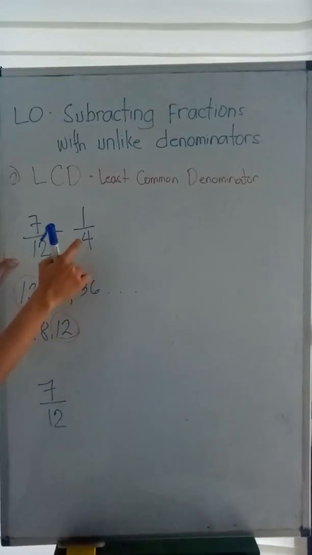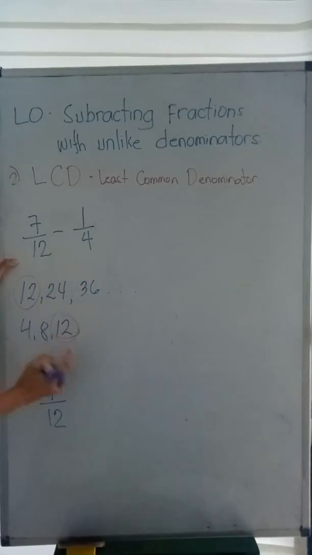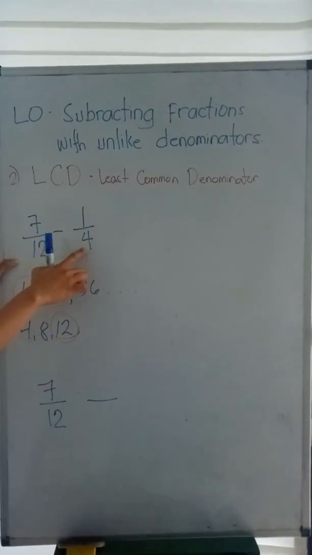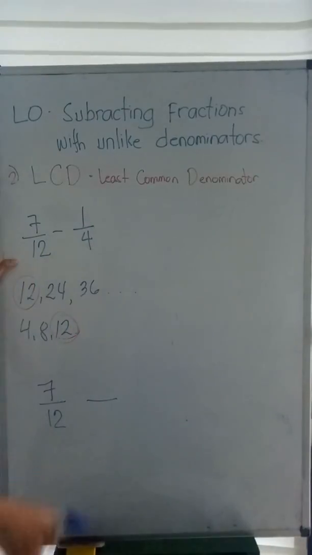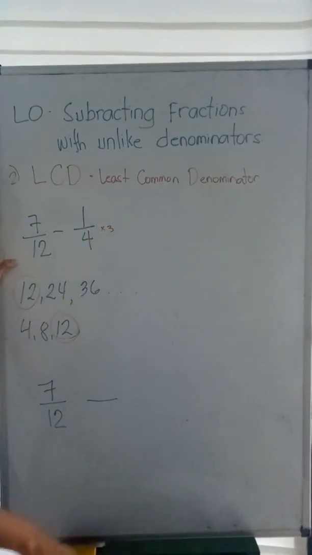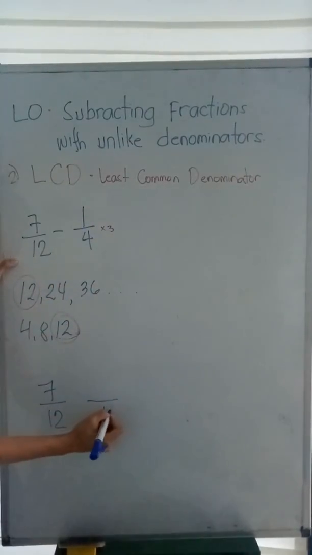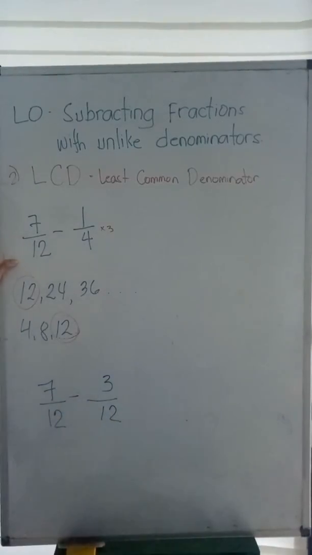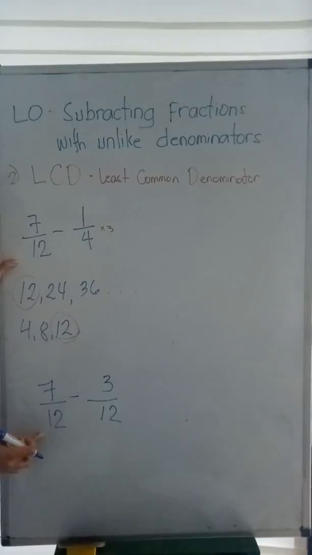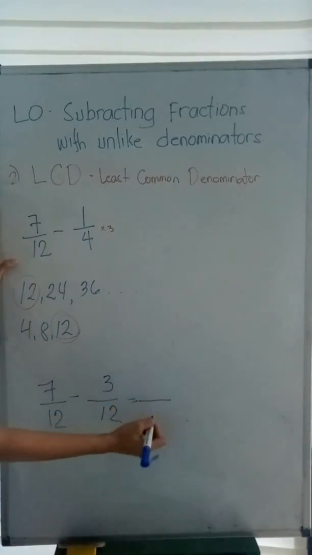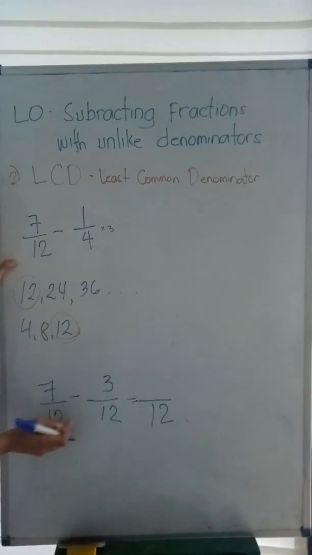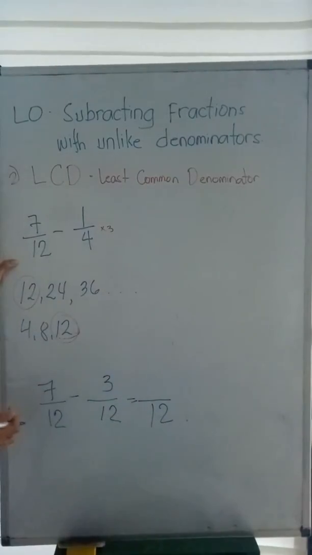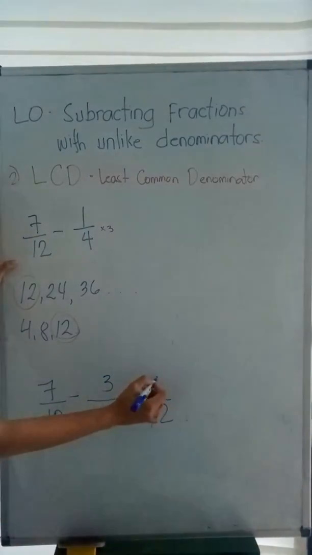So you write 7/12 here. Now for this, since we still have to convert it to 12, you have to think, what number do we need to multiply 4 to get to 12? Okay, we have to multiply it with 3. 4 times 3 equals 12. 1 times 3 equals 3. Now you can take away. You just copy the denominator 12 because they're the same. You now subtract or take away the numerator. 7 minus 3 equals 4.